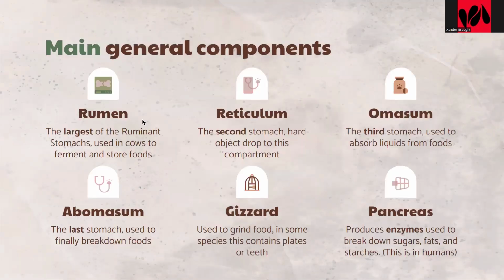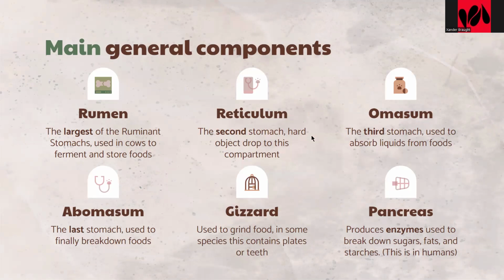A lot of these are not in humans. These first four are in cows and other species with ruminant stomachs. They have four different stomachs, but here is the largest, which is the first one as well. It's the rumen. Used in cows to ferment and store foods. Pretty basic. It's where the food first gets put.